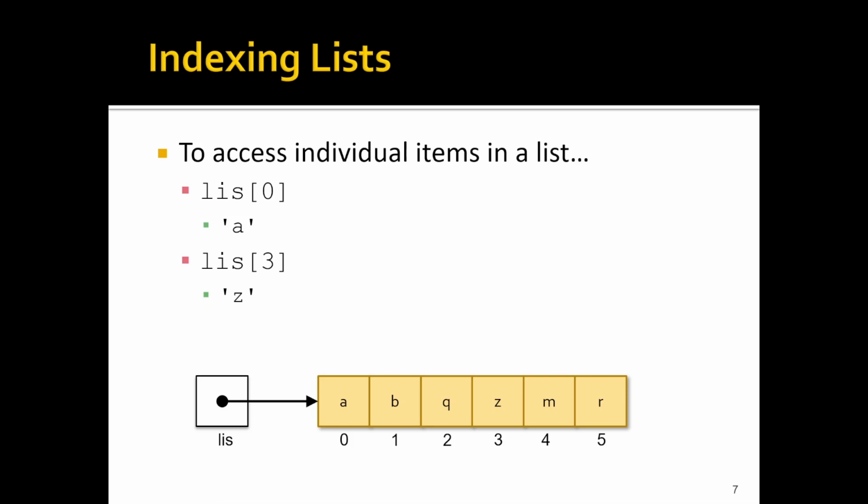To access individual items from our list, or individual elements as they're called, we refer to the name of our list variable and then include an index in square brackets after its name. So if our list was named lis, L-I-S, then we'd say lis[0] to access the first element from that list.